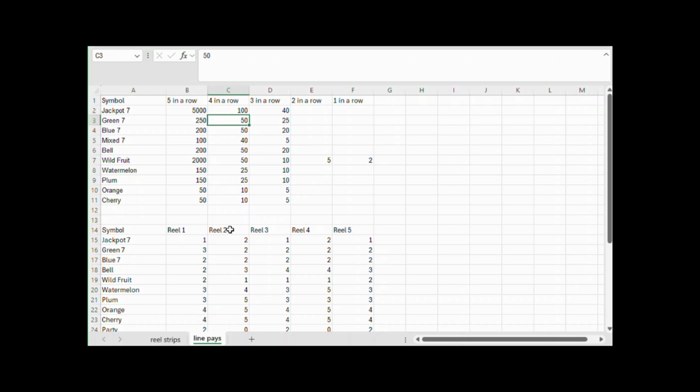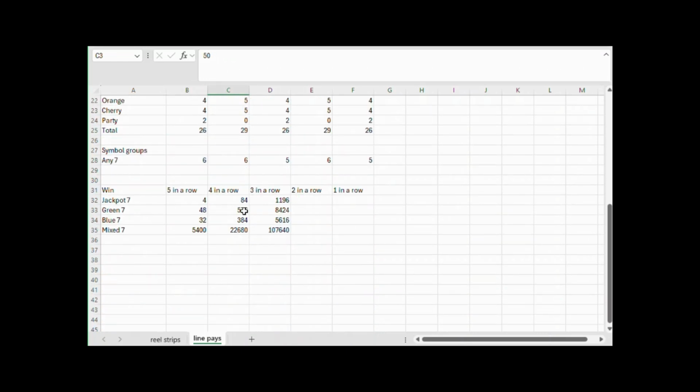So next, let's deal with the double counting with 4 green 7s. If the player got a green 7 on reels 1 to 4 and then either a blue 7 or a Jackpot 7 on reel 5, he would get paid more for 5 mixed 7s than 4 green 7s. So let's subtract out those combinations.